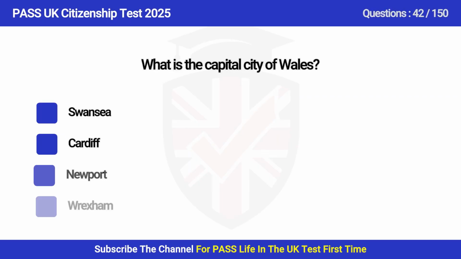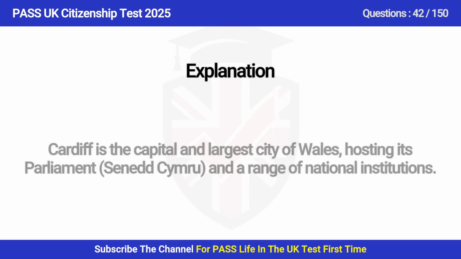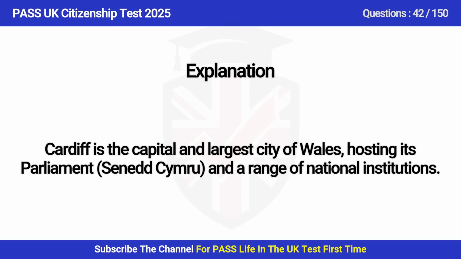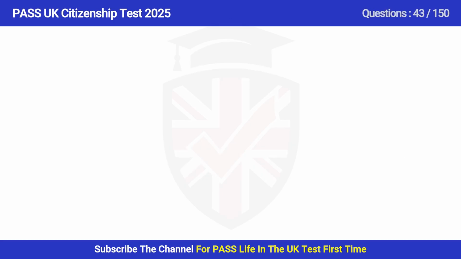Question 42. What is the capital city of Wales? A. Swansea. B. Cardiff. C. Newport. D. Wrexham. Answer is B. Cardiff. Cardiff is the capital and largest city of Wales, hosting its Parliament, the Senedd Cymru, and a range of national institutions.